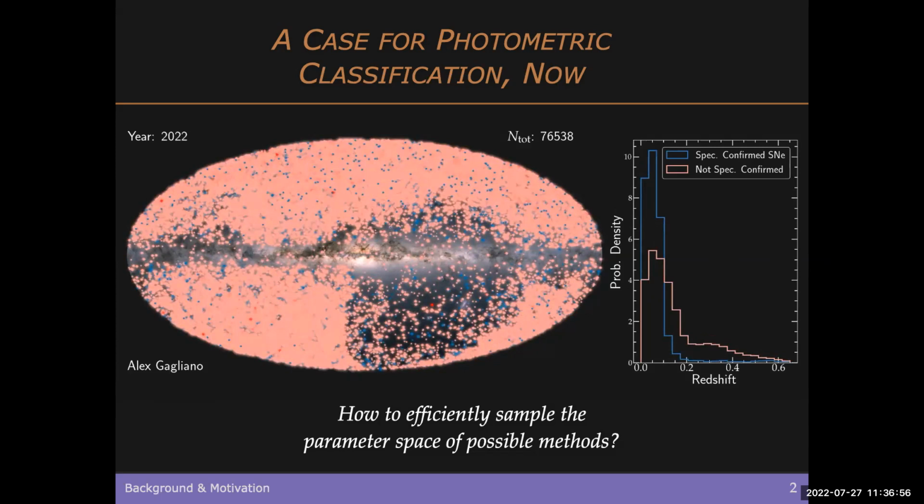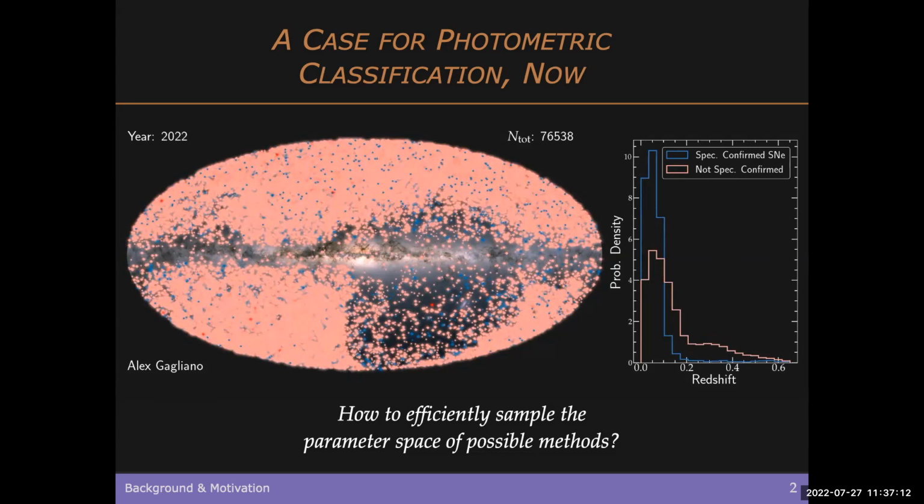And the question is, if we want to develop machine learning methods for photometric classification, where do we look? We have this big parameter space of potential methods that we could co-opt potentially from computer science, and how do we go about exploring that parameter space?